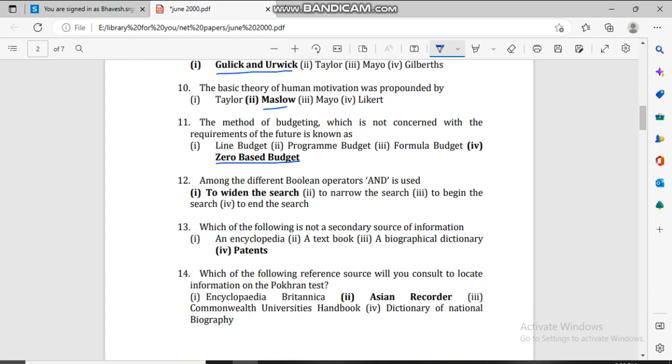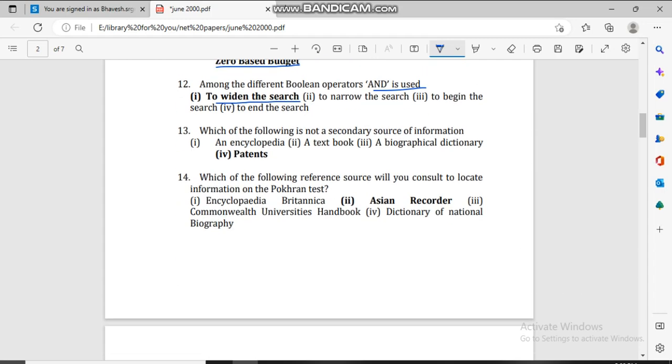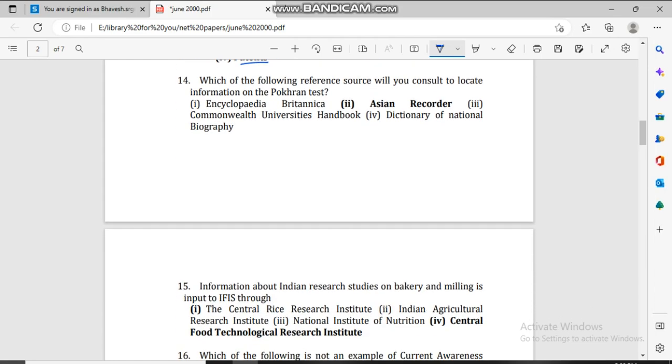Among the different Boolean operators, AND is used to widen the search. Which of the following is not a secondary source of information? That is patents. So patent is the primary source of information. Which of the following reference sources will you consult to locate information on the Pokhran test from the Asian Recorder?